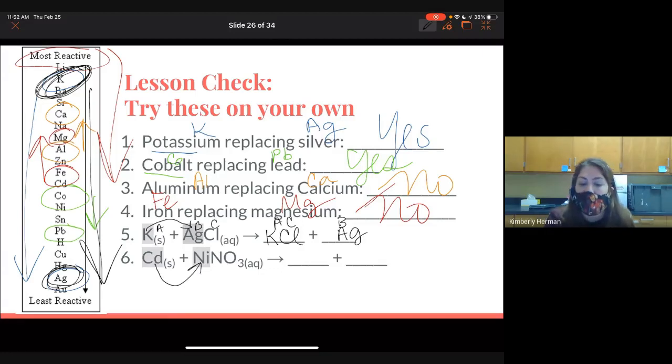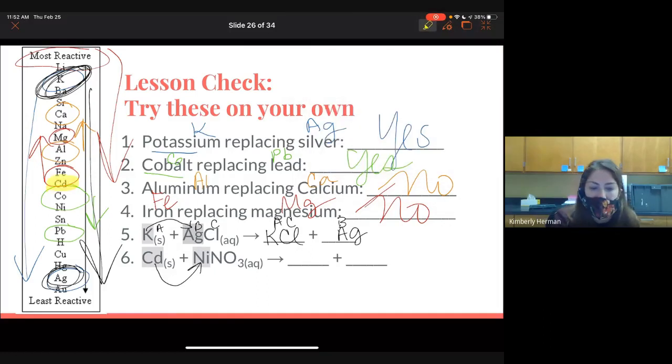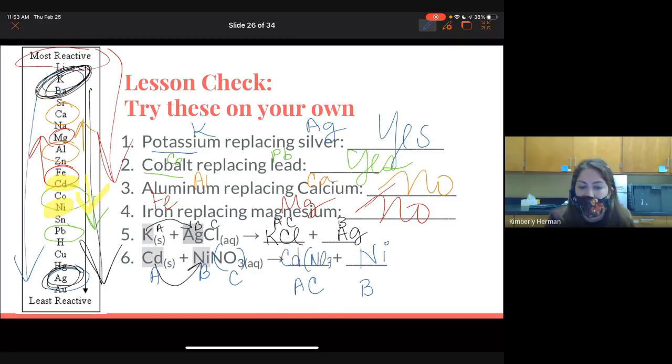Okay, now our next one. Can Cd replace Ni? I'm going to change my color. We're going to see Cd is right here, and we're going to see nickel right here. So can Cd go down and replace? Why, yes, it can. So Cd was my A, nickel was my B, and NO3 group was my C. So I'm going to see that my A and C are together, and my B is by itself. So nickel is by itself, and we would see that it would be Cd(NO3) and then a little 2. If you didn't have the little 2, that's okay. We just know because Cd always has a +2 charge.